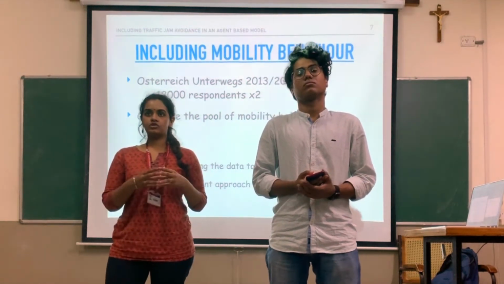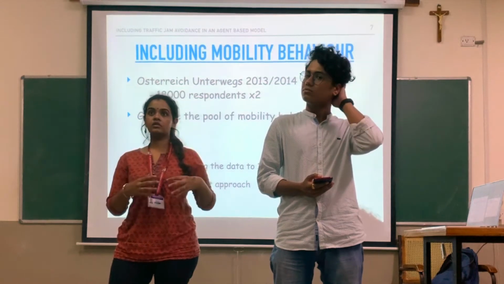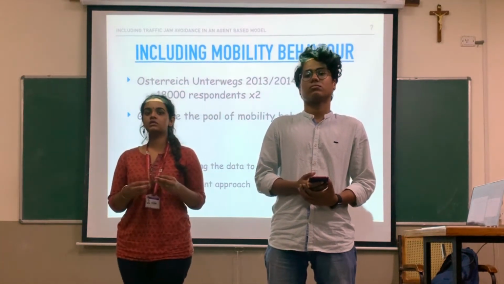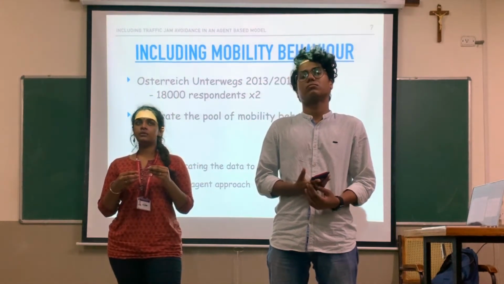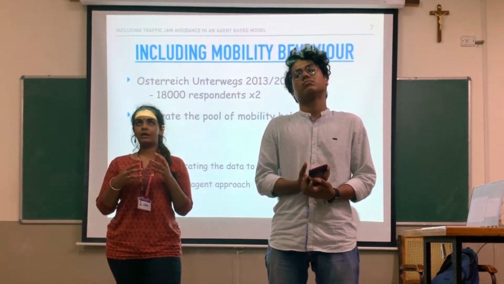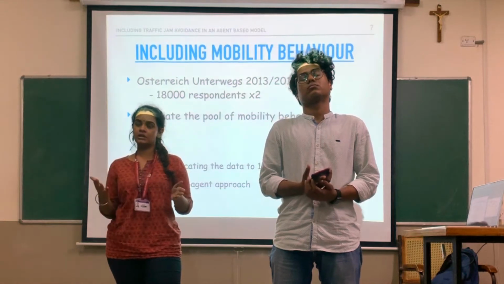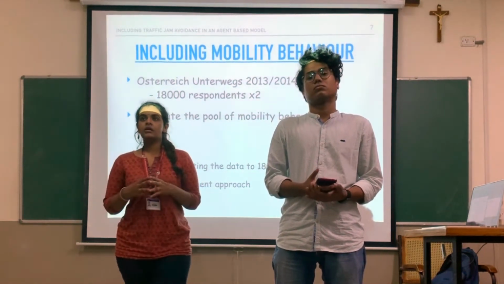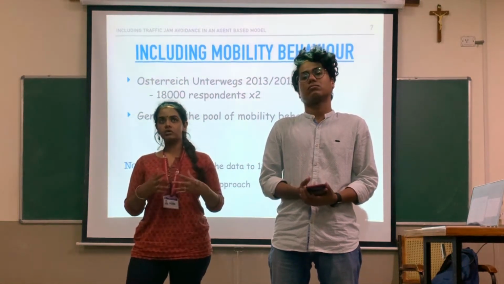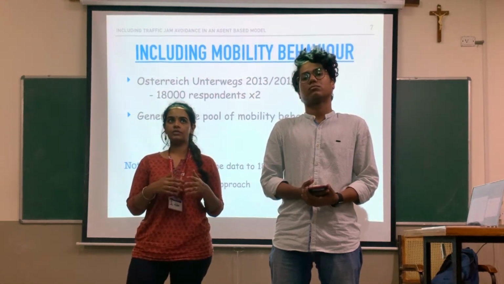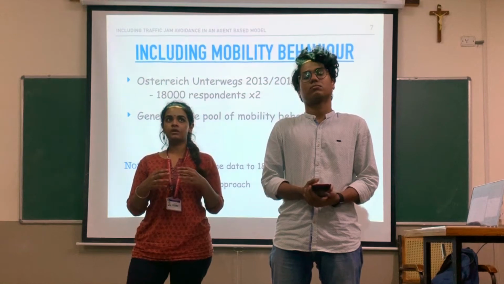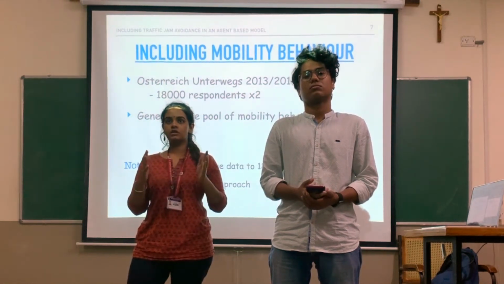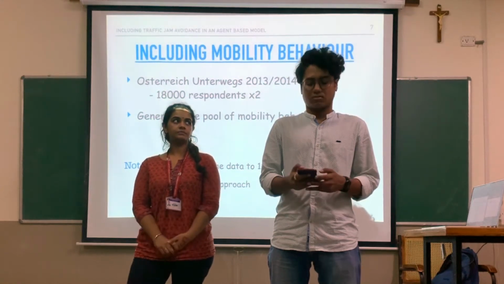Now we come to the main question of how the researchers availed the survey data. They took it from a paper called Österreich unterwegs, which basically consisted of survey data regarding 18,000 respondents on 2 separate days, which gave them 36,000 days. Now, to improve accuracy, this data was truncated to 1,800 days, since the investigated area is the city of Graz, so they restricted the data to 1,800 days.